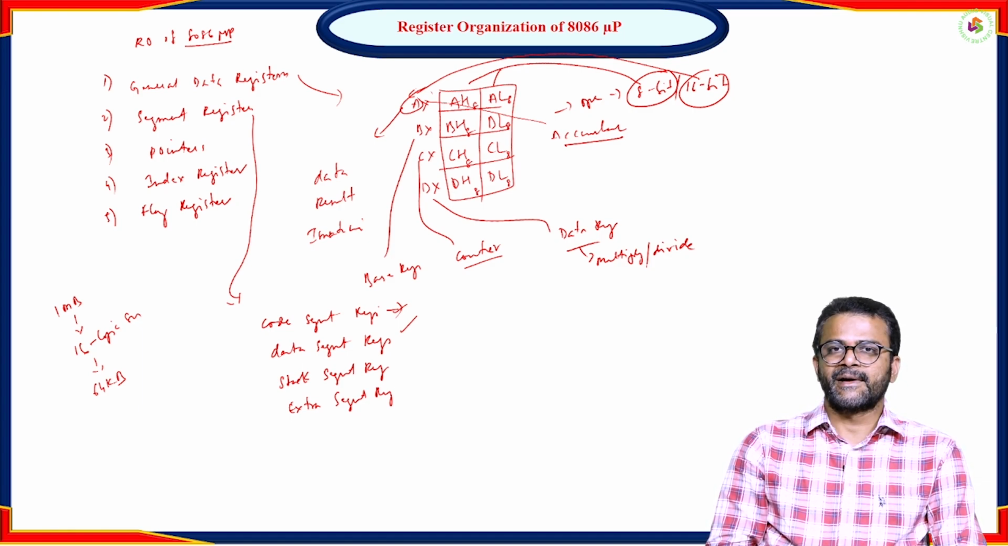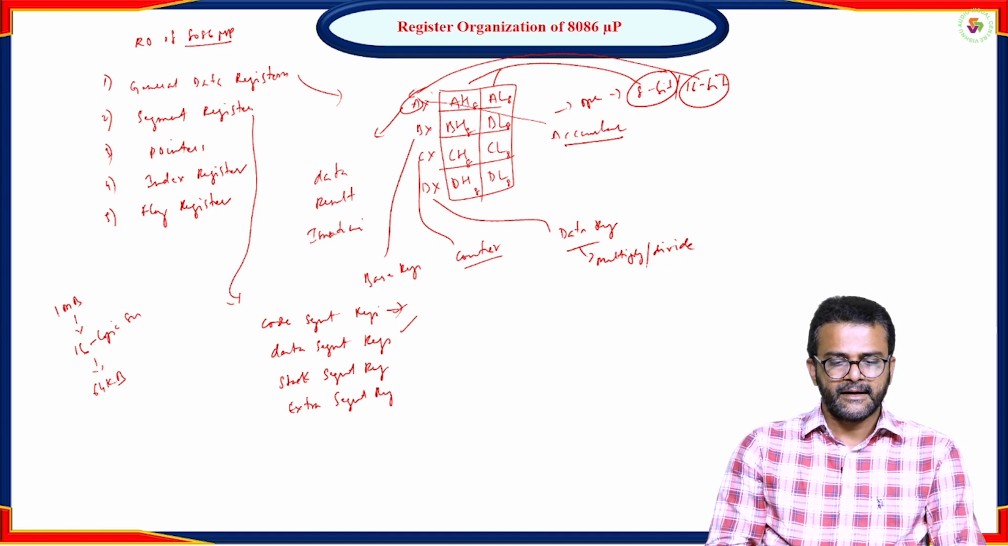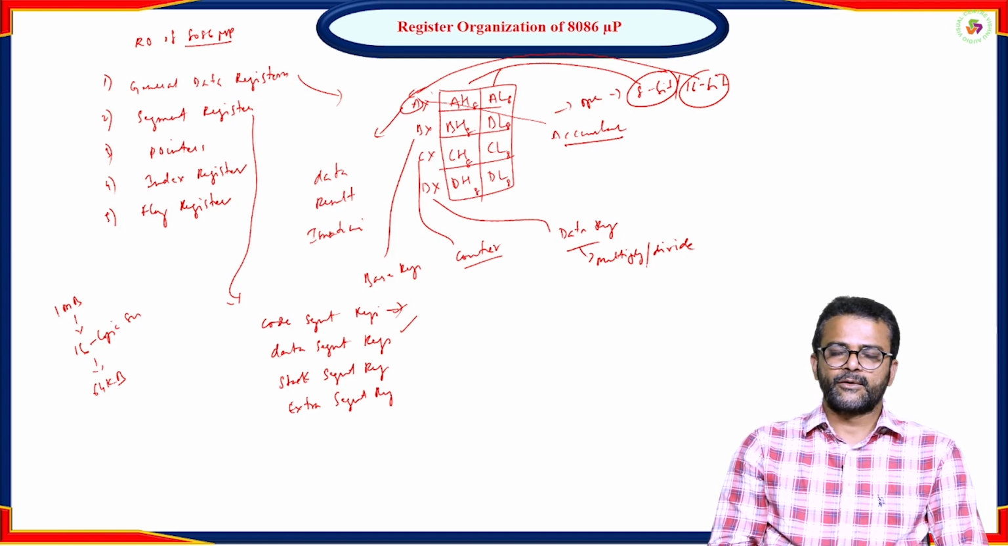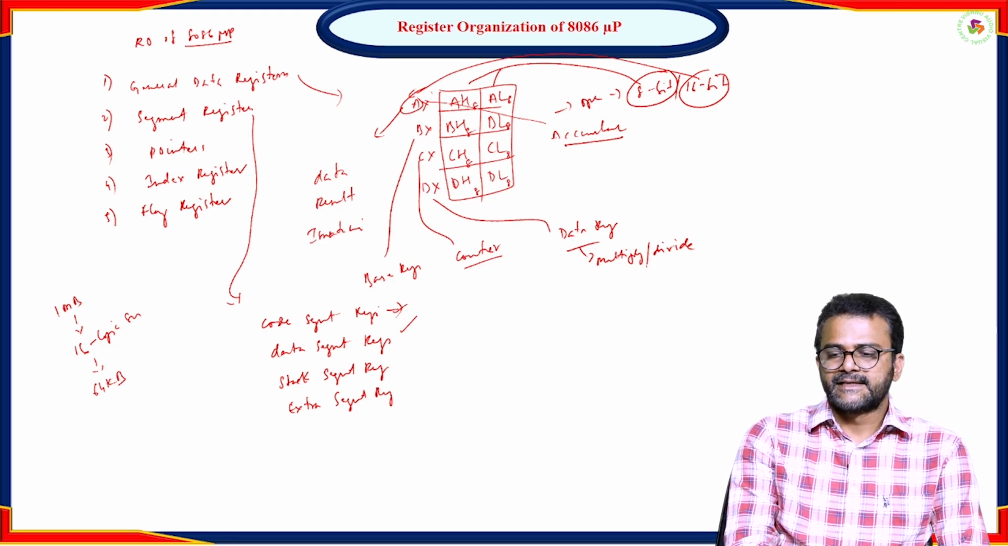Especially in the stack segment, we use two types of operations: push and pop. Pushing is giving data onto the stack, and pop is retrieving the data from the stack. And the extra segment, as I told earlier, is also one type of data segment, mainly to point out the data. Okay, so this is about the segment registers.